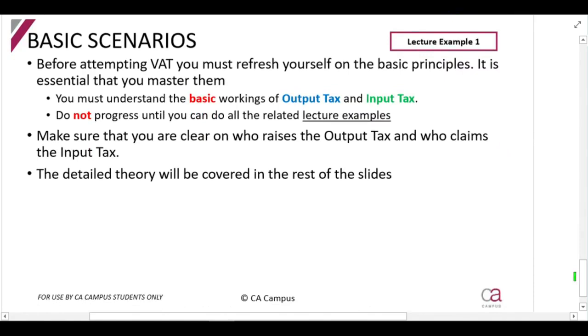Now, at this point, I'm going to show you some basic scenarios. This is especially important for students who are a little unsure of how VAT practically works. So if in your undergrad studies you maybe just learned how to do calculations without really understanding what you're doing and how it works and what the difference is between output and input tax, this is very important to you.